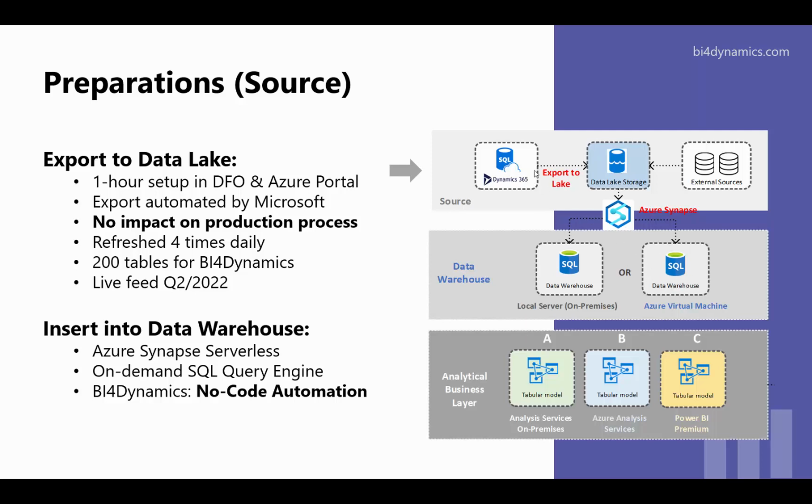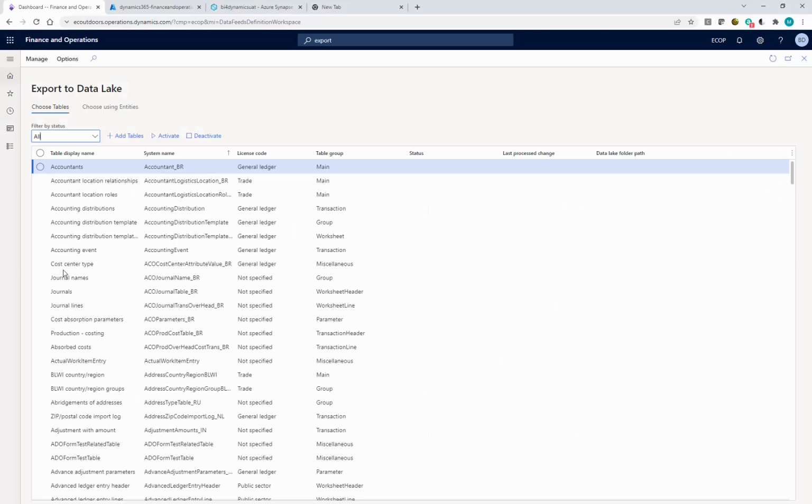The refresh time is not scheduled, it's set up by Microsoft, so we cannot affect it, and also the export does not affect the production process. We expect that the current 4 times a day daily update will be live in about the second half of the year 2022. Let's have a look at how this looks.